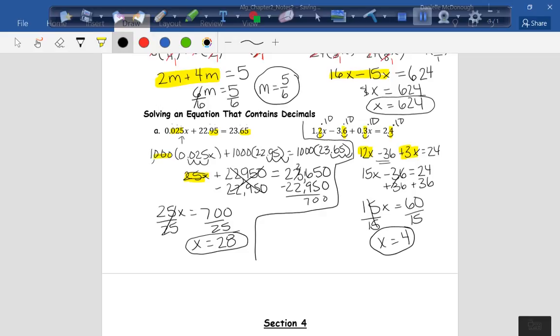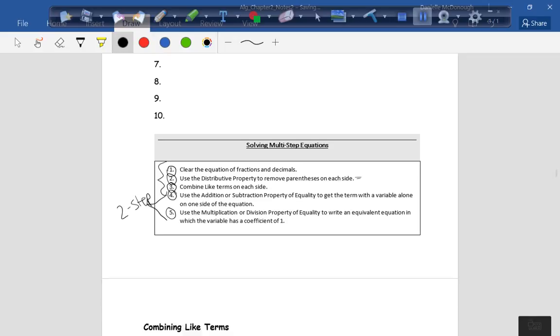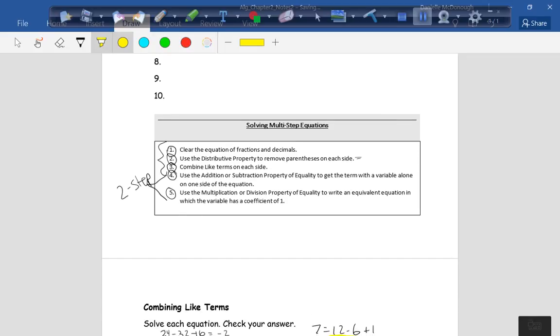So I know that I've given you a lot of information. All right, we will go through this. We'll take our time. We'll do what we need to. But remember, you can always refer back to this table right here and ask yourself these questions. Are there any decimals or fractions that I can clear? Well, if there are, that's what you should do first. Is there any distributive property that I need to do? Combine like terms on each side. Get rid of your addition or subtraction, and then your multiplication or division. So those are the questions you should ask yourself as you are going through.